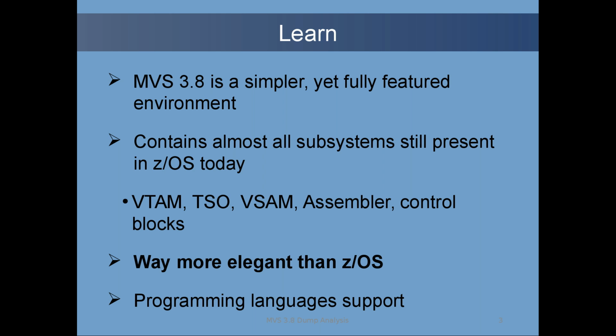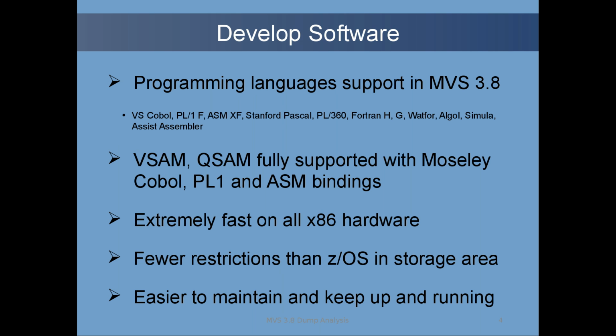Finally, if you want to learn the mainframe, you can't get around programming on the mainframe, and the programming language support is vastly superior on MVS 3.8 than it is on z/OS, and we'll get into that in a second. When you want to develop software for the mainframe, we see that in TK4 we have COBOL support, we have the amazing PL/I F support, a very good compiler. We have Assembler XF with added future instructions added on top of it. We have Pascal, we have PL360, which is a mixture of high-level language and assembler. I love that language. We have several Fortran compilers, H G and WATFIV.